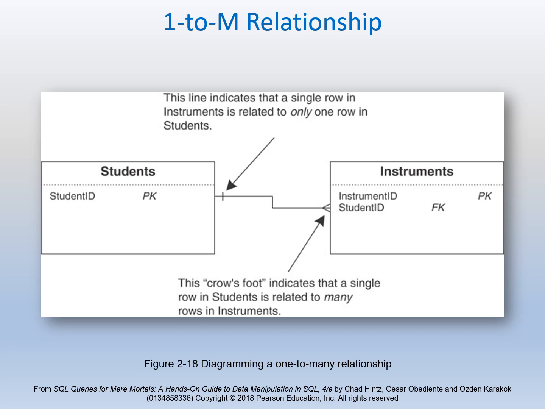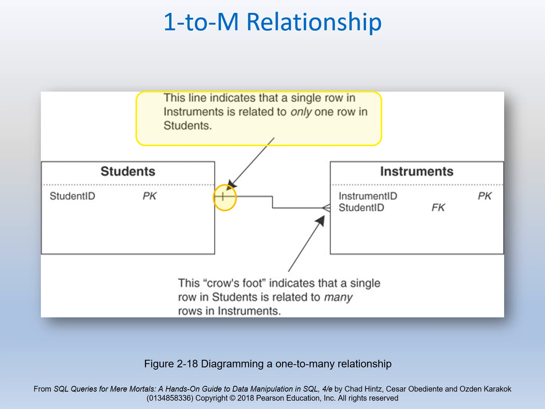This is an example of a one-to-many relationship between two tables. The single line, the tick mark, indicates that a single row in the instruments table is related to only one row in the students table. The tick mark is on the line next to the students table. Again, this line indicates that a single row in the instruments table is related to only one row in the students table. So I'm reading from right to left.